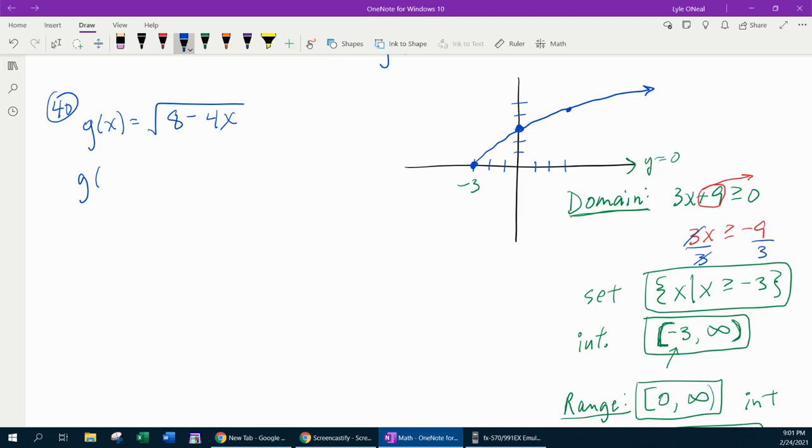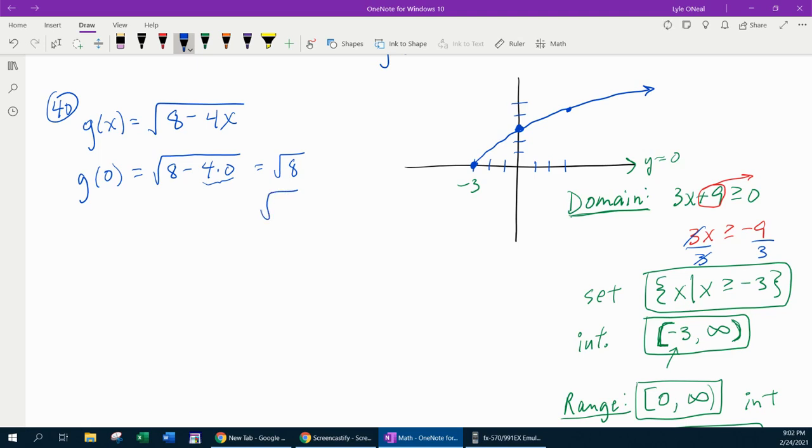All right, so let's start with g of 0 again. And that's going to be 8 minus 4 times 0. And then I need to work that out and give the answer. So 4 times 0 is 0. 8 minus 0 is 8. And 8 does not square root nicely.